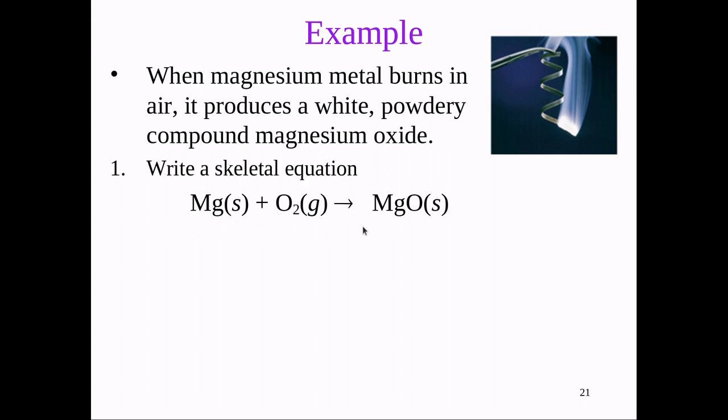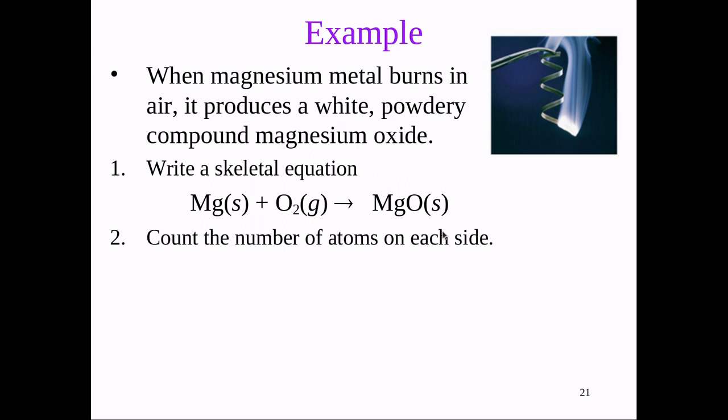But I try not to do too many gotchas in this class, so I typically am going to give you the equation. So we have this magnesium solid. We know that metals are solids. We're going to add oxygen gas, and we're going to produce magnesium oxide. We know the formula for this because magnesium tends to have a +2 charge, and oxygen tends to have a -2 charge. So this is what magnesium oxide is going to look like.